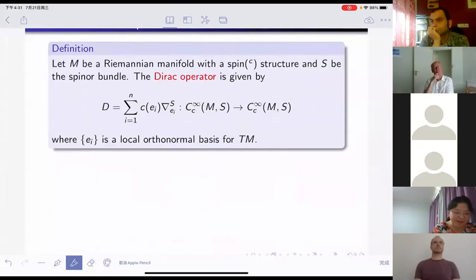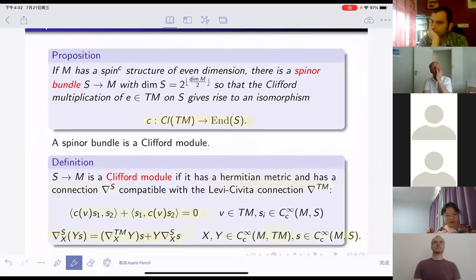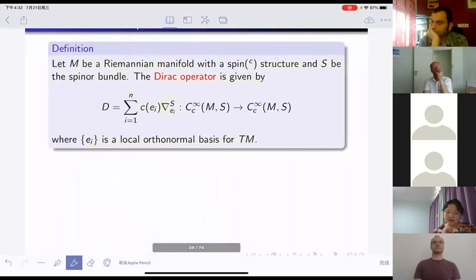So if M is a Riemannian manifold with a spin or spin C structure, and S is the spinor bundle, so that is the smallest possible dimension bundle that the Clifford algebra can act on, the Dirac operator is then given by taking the Clifford connection with respect to a local orthonormal basis and multiplying by this Clifford multiplication specified in this isomorphism. And this is the Dirac operator.